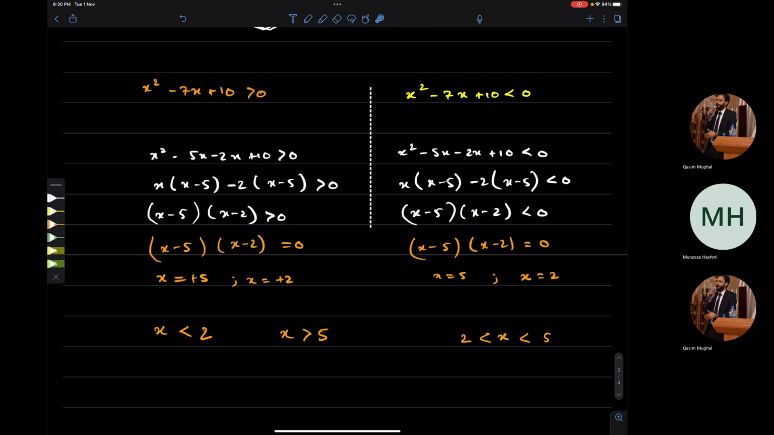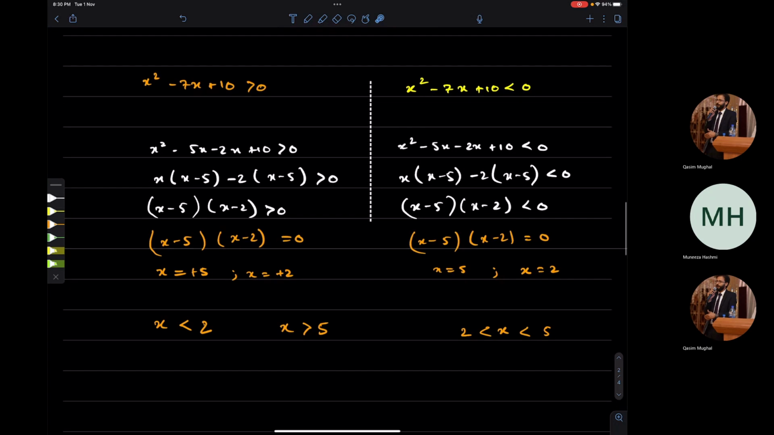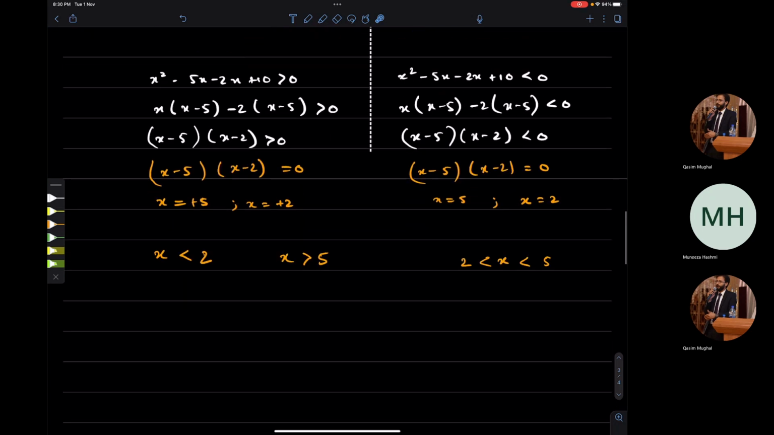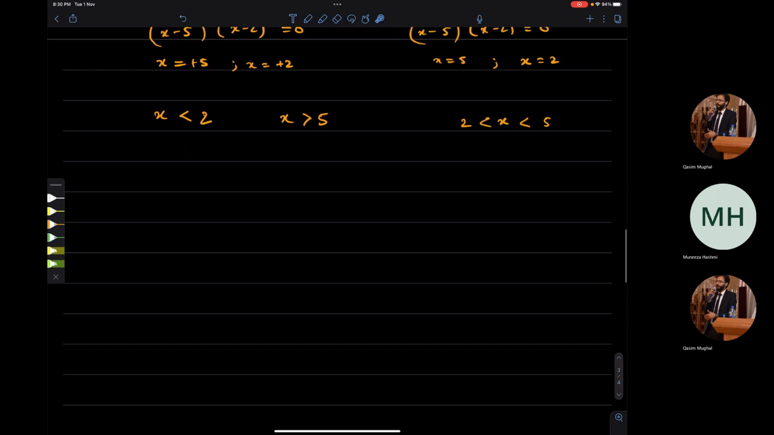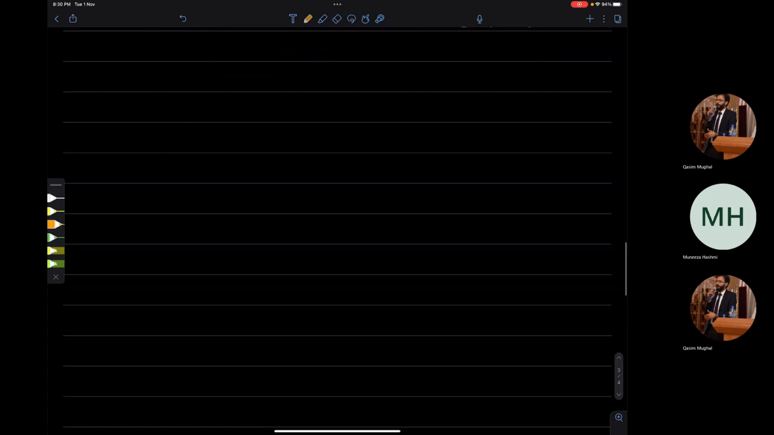Yes, sir. All right. So should I give you a question to solve? Yes, sir. All right. This was just a quadratic inequality on its own. The next thing is where you will be combining it with the linear inequality. Before that, we'll be discussing the solution of the simultaneous equation graphically as well.